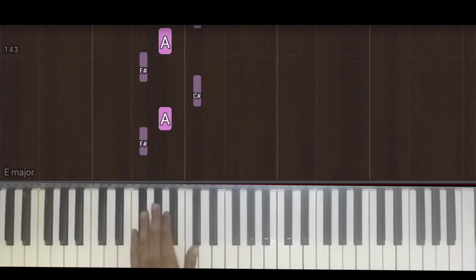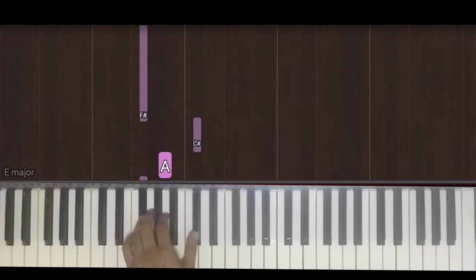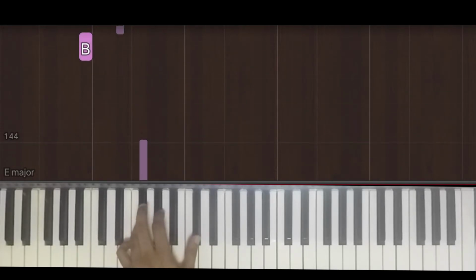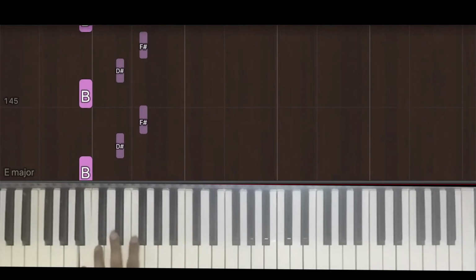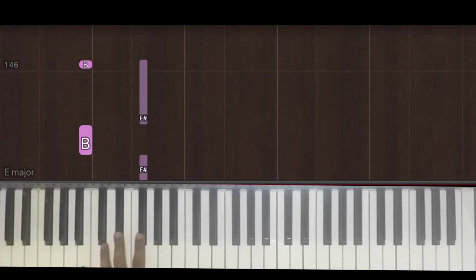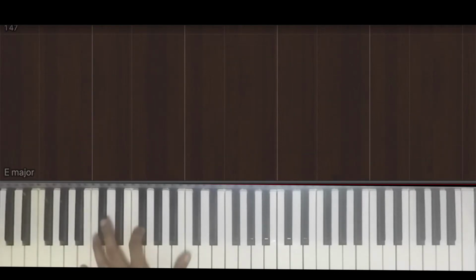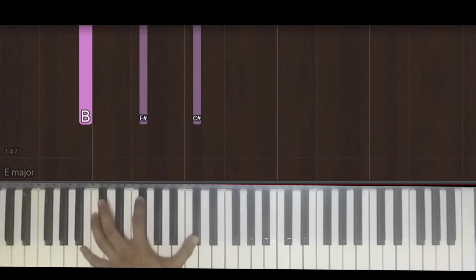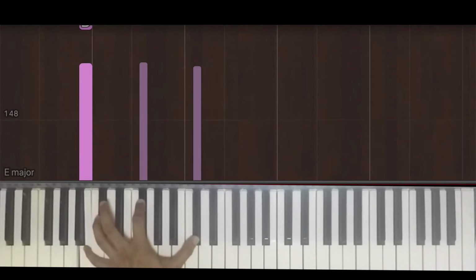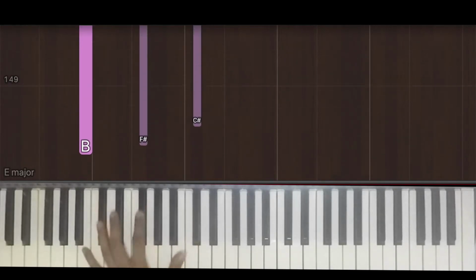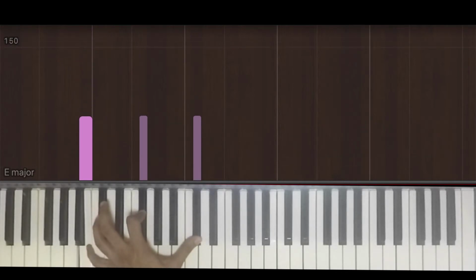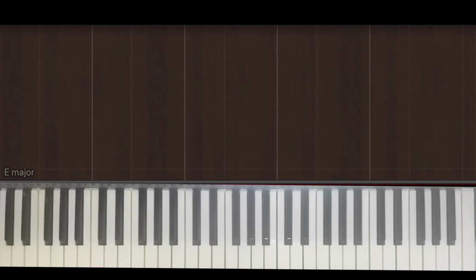Followed by F minor. Back to B major, and then we have a B9. Okay, play it like that. Alright, so let's just put that together, right and left hand, very slowly.